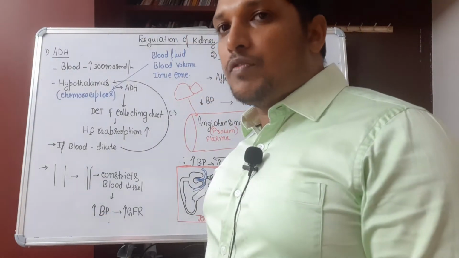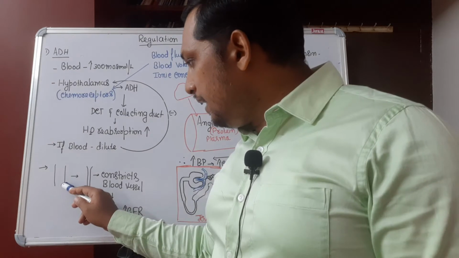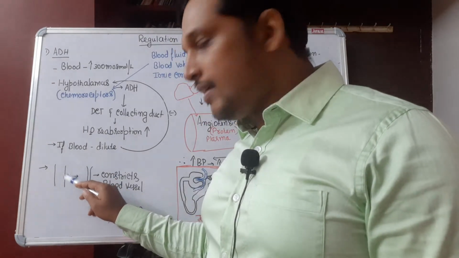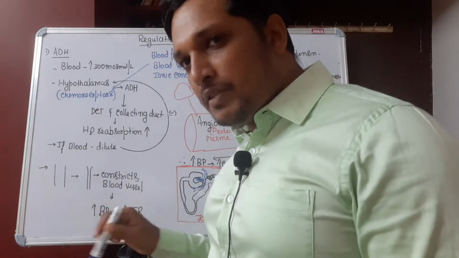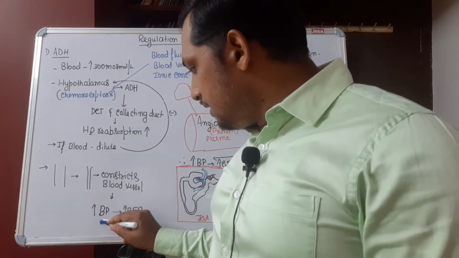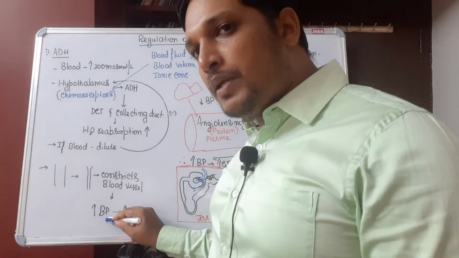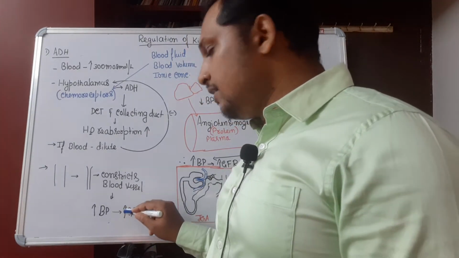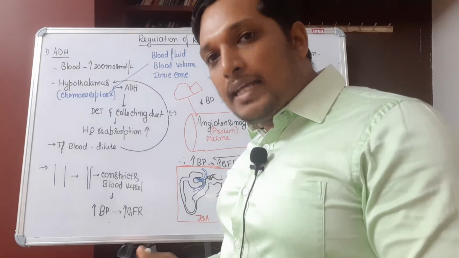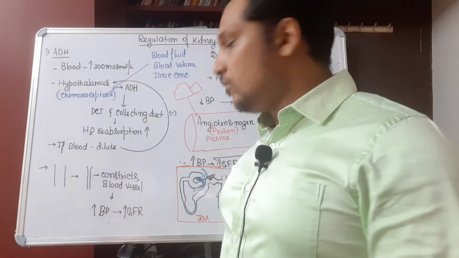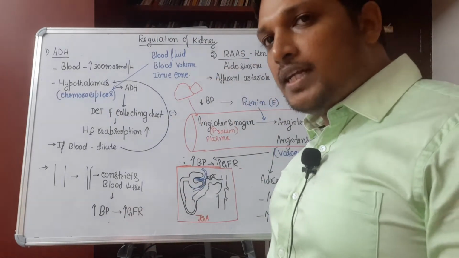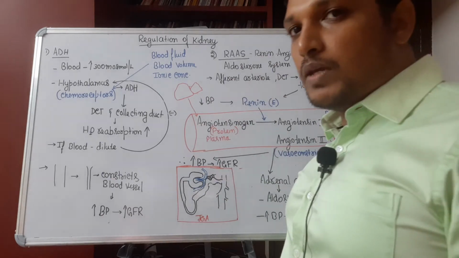ADH has one more function whereby it will act on particular blood vessels and narrow them, which is known as constriction. When blood vessels are constricted, there is an increase in blood pressure. When blood pressure increases, glomerular filtration rate also increases. This is how ADH has the capacity to increase the glomerular filtration rate. The second regulation of the kidney is by the RAS pathway.